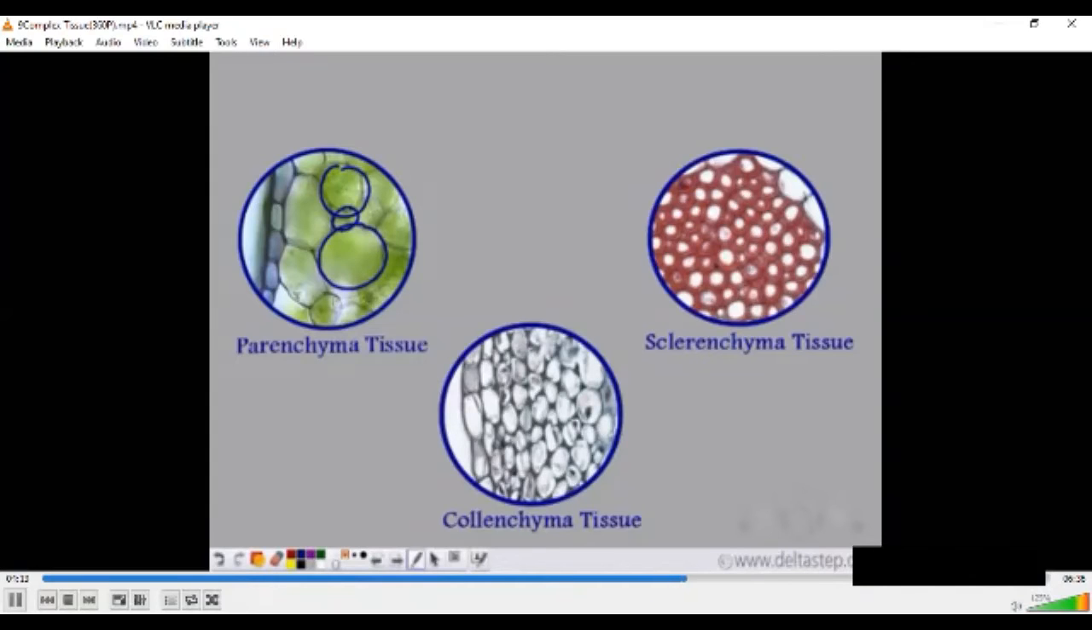Similarly, the collenchyma tissue and the sclerenchyma tissue are both made up of a single kind of cell. See, the collenchyma tissue is made up of collenchyma cells, cells with thickened walls mostly towards the corners, and the sclerenchyma tissue is made of sclerenchyma cells, the cells which have highly lignified and thickened cell walls. So all these three tissues consist of a single kind of cell, and hence these tissues are known as simple tissue.